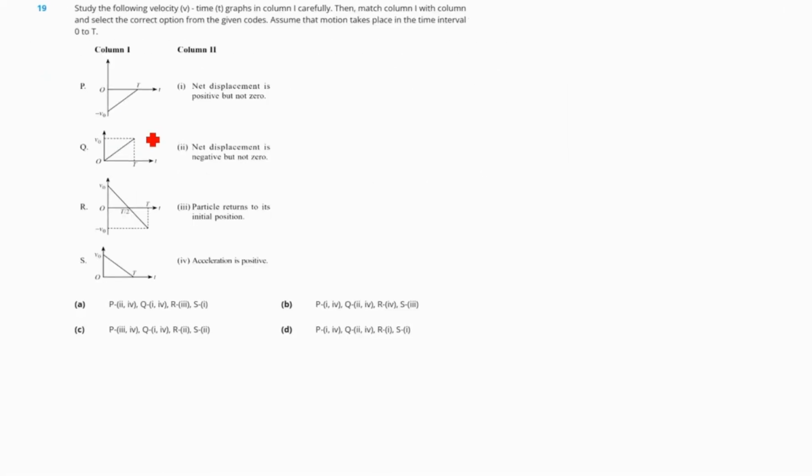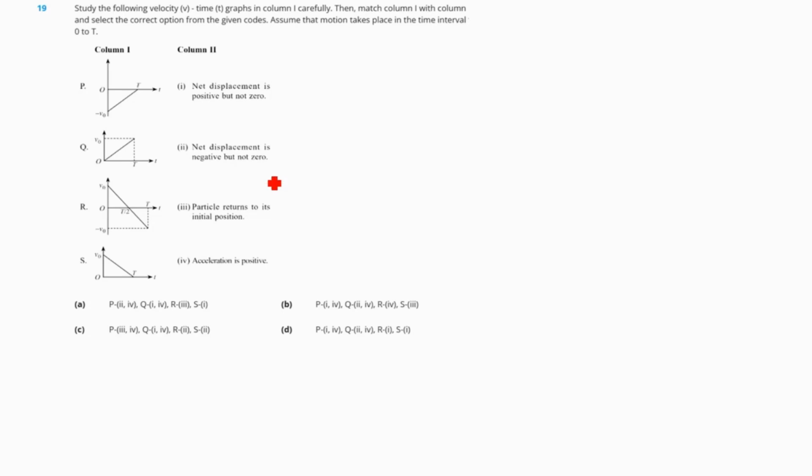Coming to the next question, question number 19. Study the following velocity time graph in column 1 carefully and select the correct option from the given codes. Assume that motion takes place in the time interval 0 to t. So here we can see that t is 0 to t, right? So for p, we can see that the graph shows that the net displacement is negative. Displacement is negative, but not 0, right?